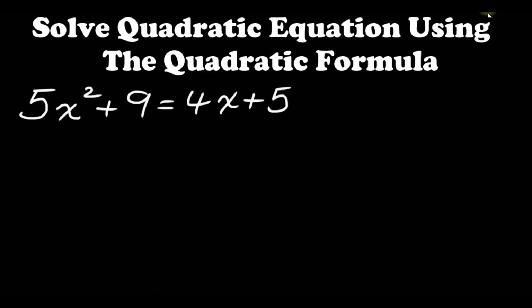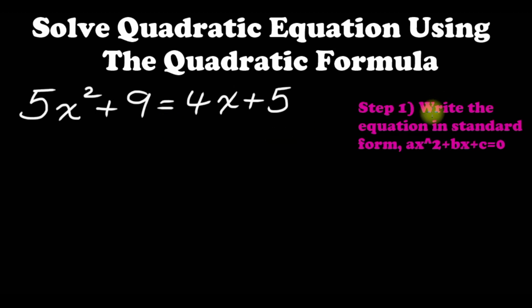Okay, so let's take a look at another one. Here we're going to solve 5x squared plus 9 is 4x plus 5. So step 1 to solving this quadratic equation using the quadratic formula is to get it in standard form. It has to be in the form of ax squared plus bx plus c equals 0. So we've got to get rid of the 4x plus 5. How do we get rid of the 4x plus 5? We do the opposite. So we minus 4x and then minus 5. Whatever you do to one side, you have to do the exact same thing to the other side.